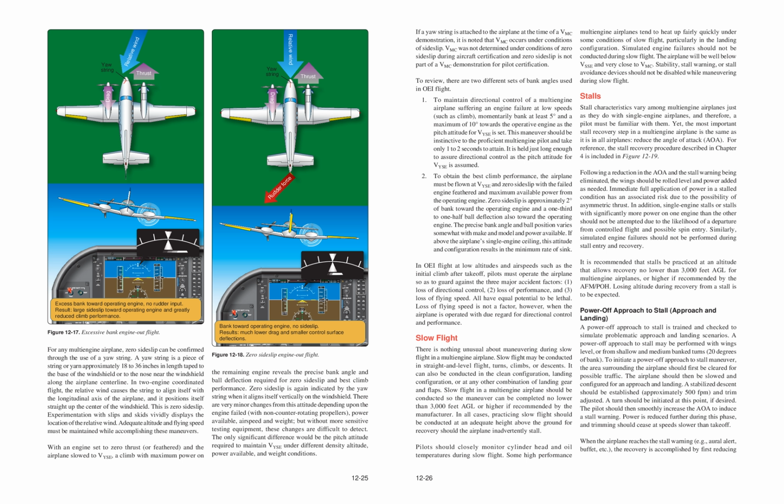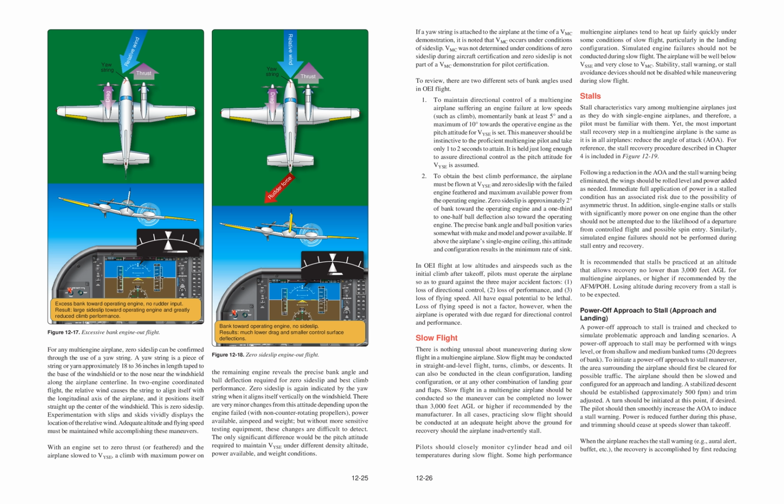Figure 12-18. Zero sideslip engine out flight. The remaining engine reveals the precise bank angle and ball deflection required for zero sideslip and best climb performance. Zero sideslip is again indicated by the yaw string when it aligns itself vertically on the windshield. There are very minor changes from this attitude depending upon the engine failed, with non-counter-rotating propellers, power available, airspeed, and weight, but without more sensitive testing equipment, these changes are difficult to detect.